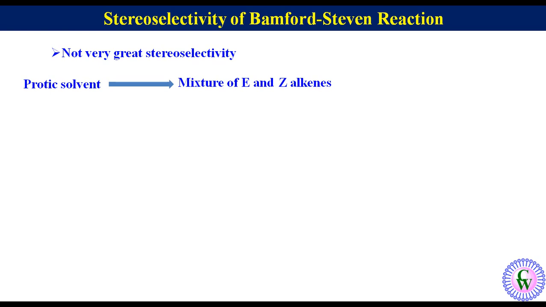Stereoselectivity of Bamford-Stevens reaction. In Bamford-Stevens reaction, stereoselectivity is not very great. In protic solvents, a mixture of E and Z isomers result, while in aprotic solvent, Z isomer is formed as the major isomer. Now let's discuss few problems based on Bamford-Stevens reaction.